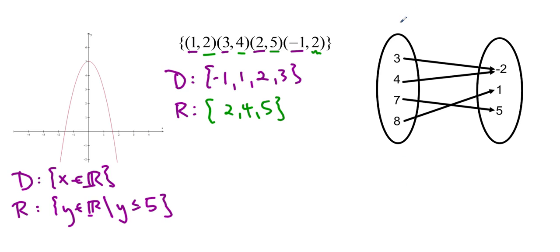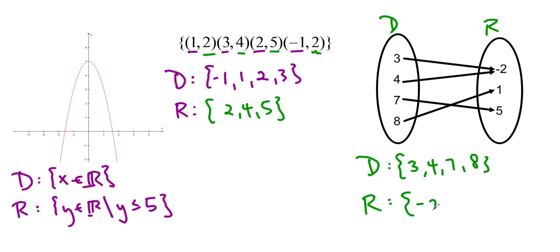Okay. For the mapping diagram, the domain is right here and the range is here. The domain is where you start and the range is your destination. So you just have to copy them in, make sure they're in order. 3, 4, 7, 8, and the range -2, 1, and 5.